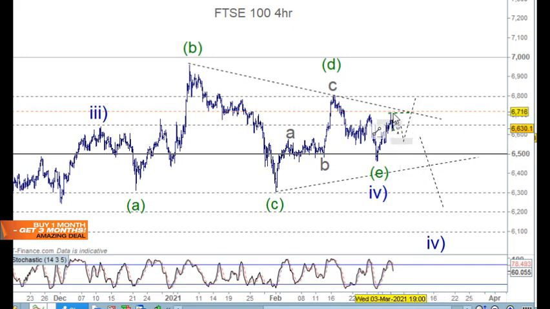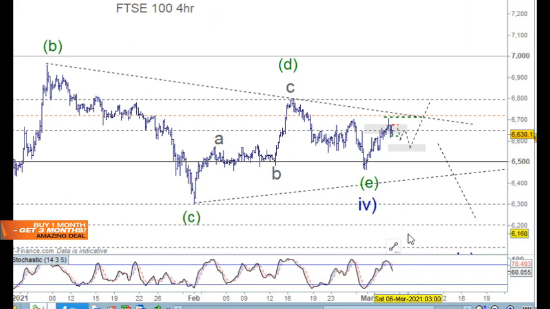So that would be one here. We could probably get a better position if it pulls back, but we just need to wait. So we're getting there. We'll just see how it plays out. Alrighty. So nothing really to see here for the FTSE at the moment.